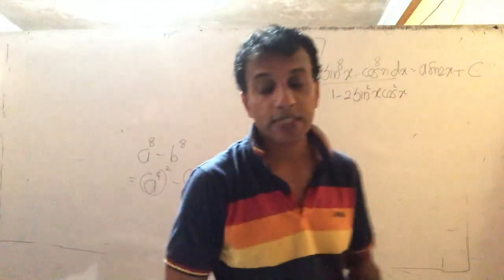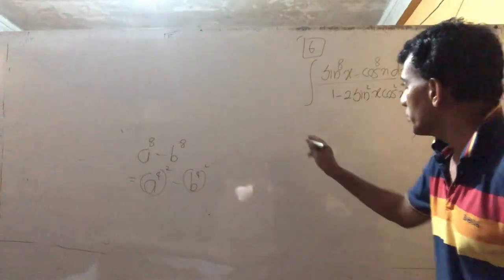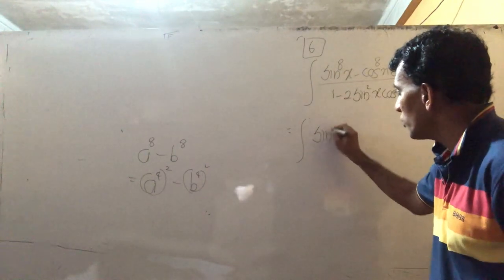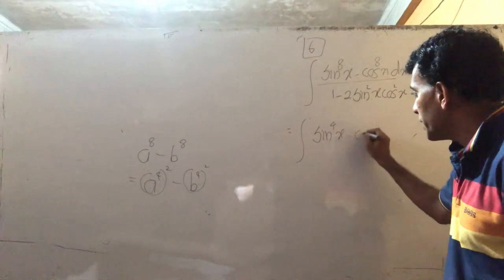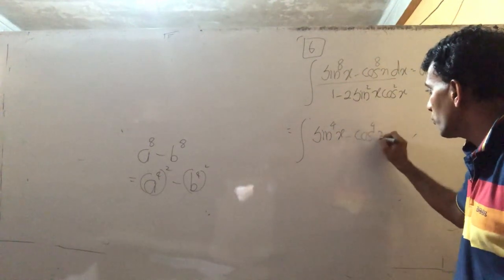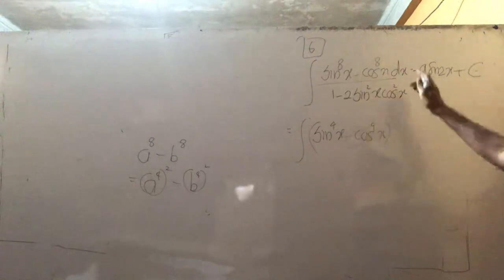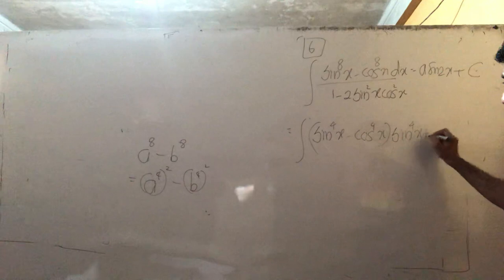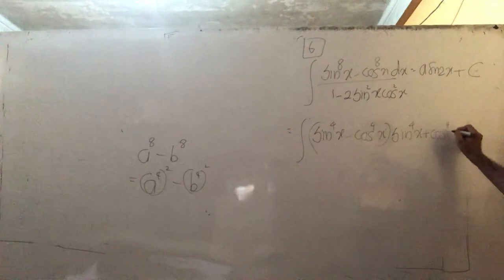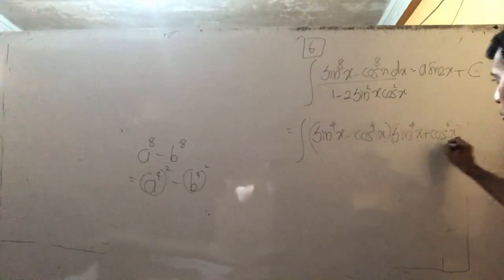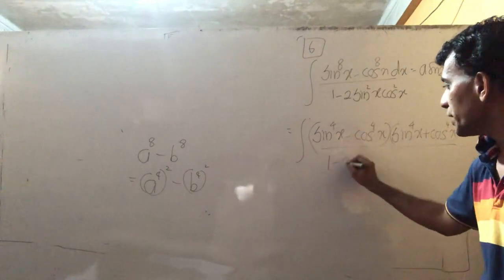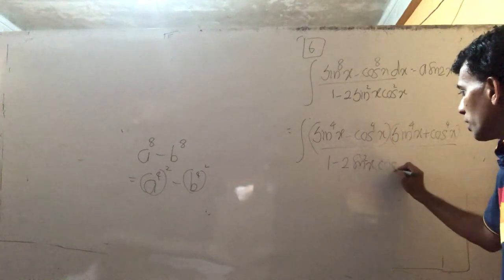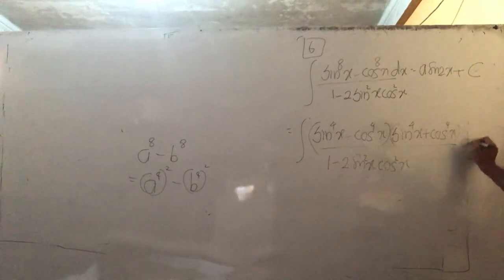If you factorize this pattern, the integral becomes sine to the power 4x minus cos to the power 4x, into sine to the power 4x plus cos to the power 4x, over 1 minus 2 sine square x cos square x, everything integrated with respect to dx.